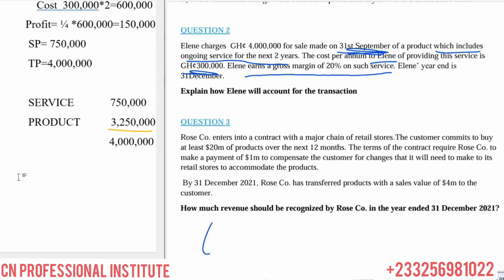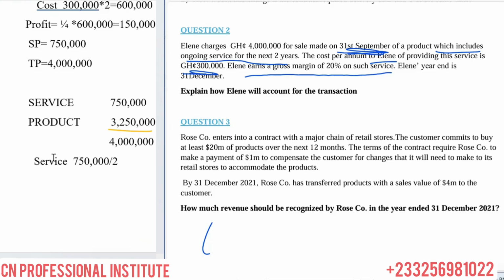So September, October, November, December. We are going to record revenue for only 3 months. So when you pick the service, we are not going to record the whole 750. We'll divide the 750,000, we said for 2 years, by 2.